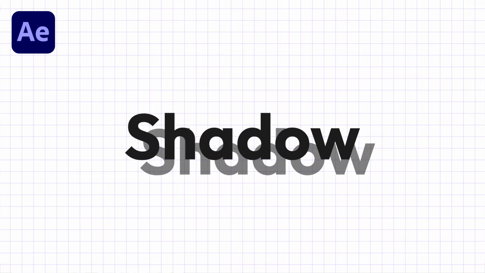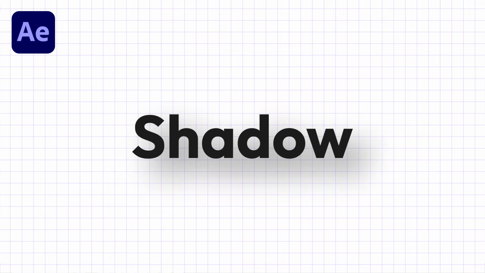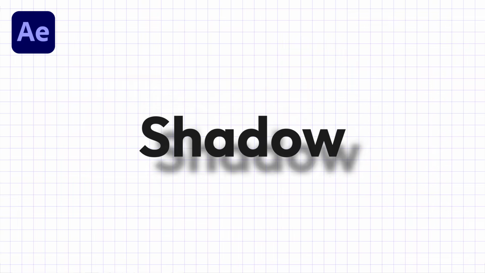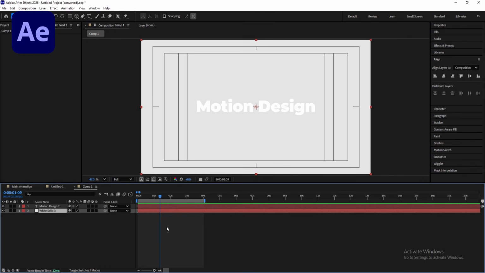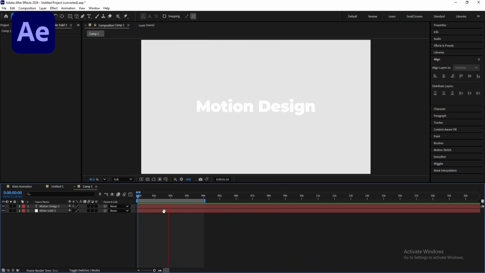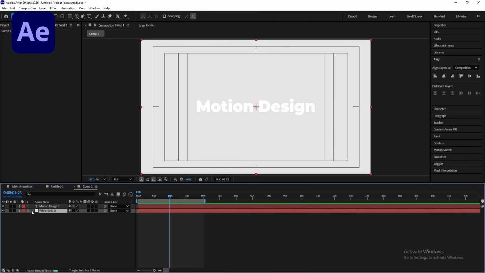If you're still using the shadow effect to give shadow to your animation, then you are already behind. But here is the trick. Now here is my text over here. I have this previous text which we have animated, and I just gave it a not completely white but grayish background.